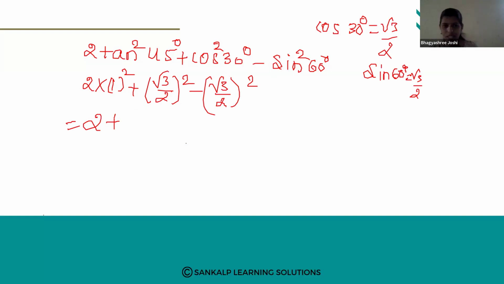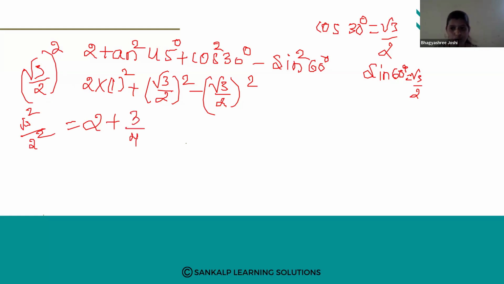Root 3 divided by 2 whole square means the square applies to both numbers: A divided by B whole square is A square divided by B square. So it is root 3 square divided by 2 square. Root 3 square is 3, and 2 square is 4. Minus, again root 3 square is 3 and 2 square is 4. So plus 3 divided by 4 and minus 3 divided by 4 both get cancelled. What remains? Only 2 remains. So this is our answer.